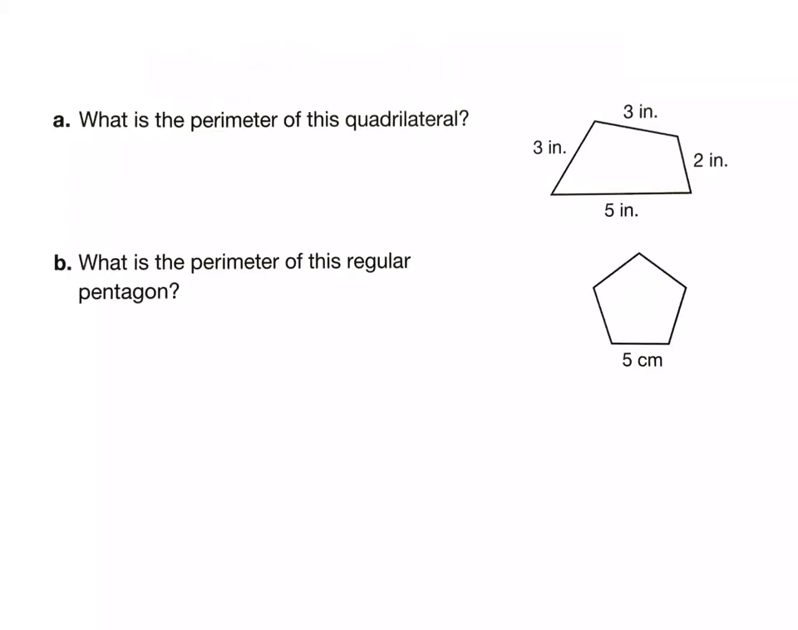So here, this is from your practice set. It says, what is the perimeter of this quadrilateral? Quadrilateral again means 4 sides, so I just need to add up all those 4 sides. This side length right here is 3 inches, plus this side length here is 3 inches, plus this side length over here is 2 inches, and this side length over here is 5 inches.